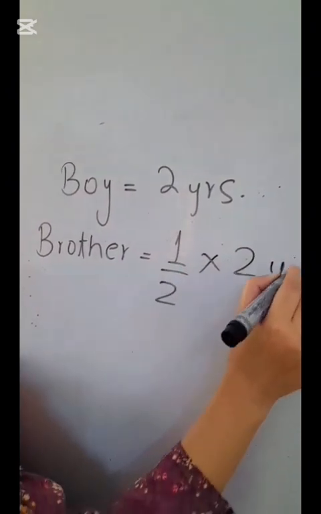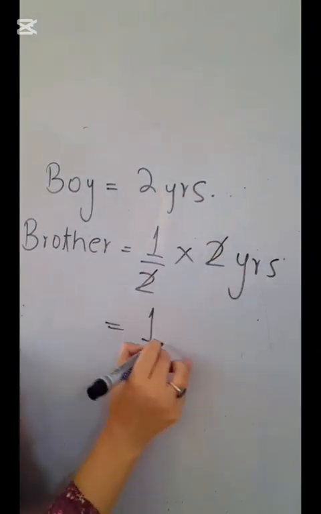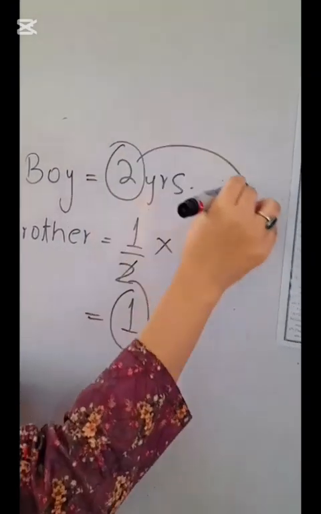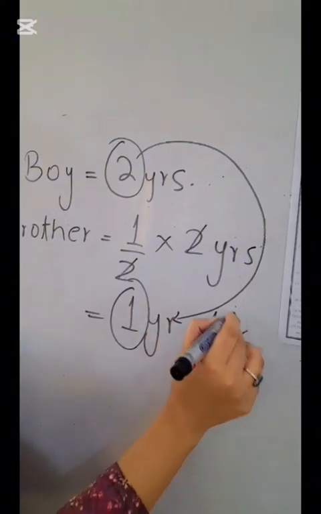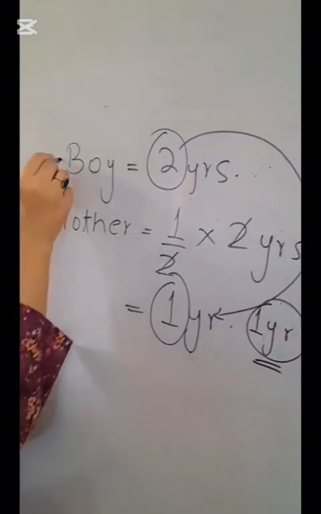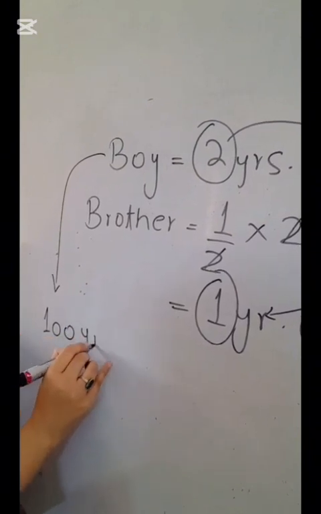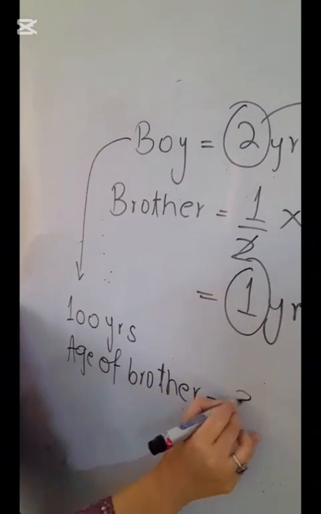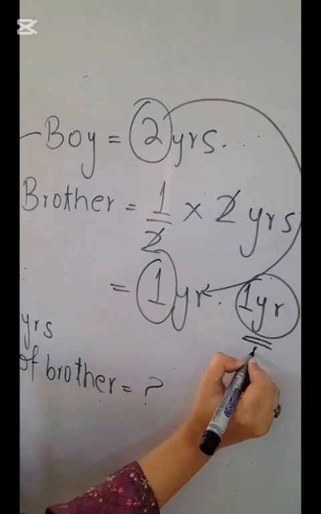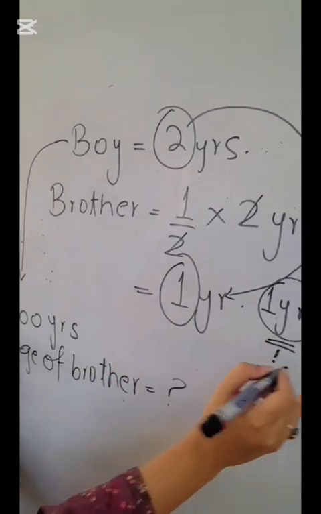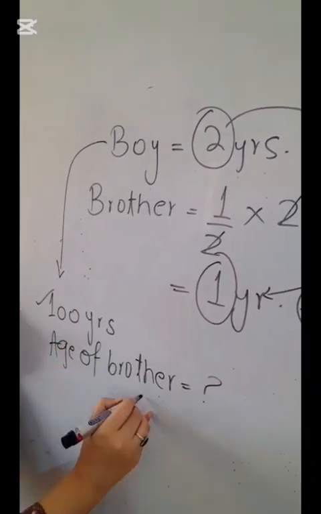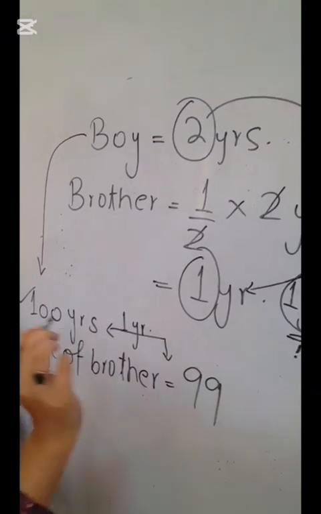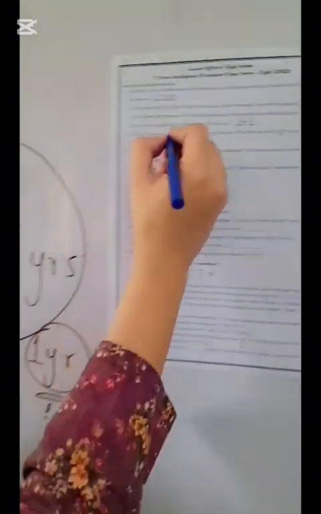What is half of 2 years? 1 year. When the boy is 2 years, his brother is 1 year old, meaning they have a difference of 1 year between them. Their age gap is equal to 1 year. When this boy will be 100 years of age, what will be the age of his brother? We have to maintain this age gap. So if the boy is 100 years of age, his brother will be 99, with 1 year of gap. So the answer of blank number 4 is 99.